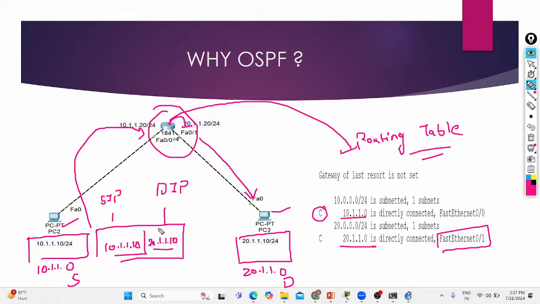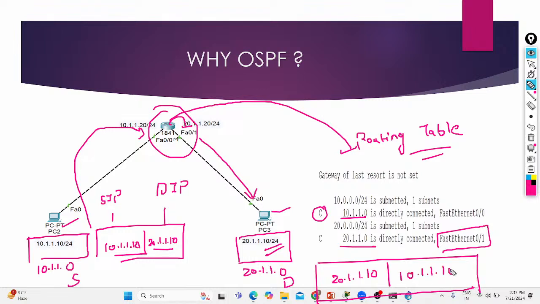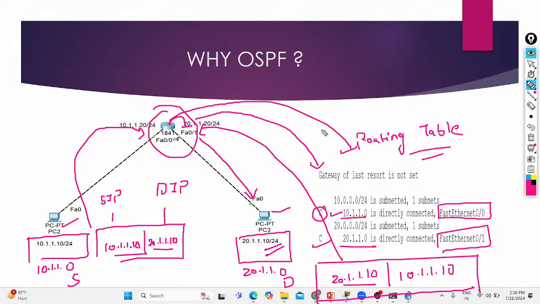That was just a request packet. I need to send a reply as well. Then what do I need to do? One reply packet will be initiated from here, which will contain the source IP 20.1.1.10 and the destination IP 10.1.1.10. This packet will again travel to the router, and the router will again check its routing table. Is the source IP present in the network? Yes, it is definitely present. Is the destination IP present in the network? It is also present. But where is it present? It is present on FastEthernet 0/0. So what is it going to do?